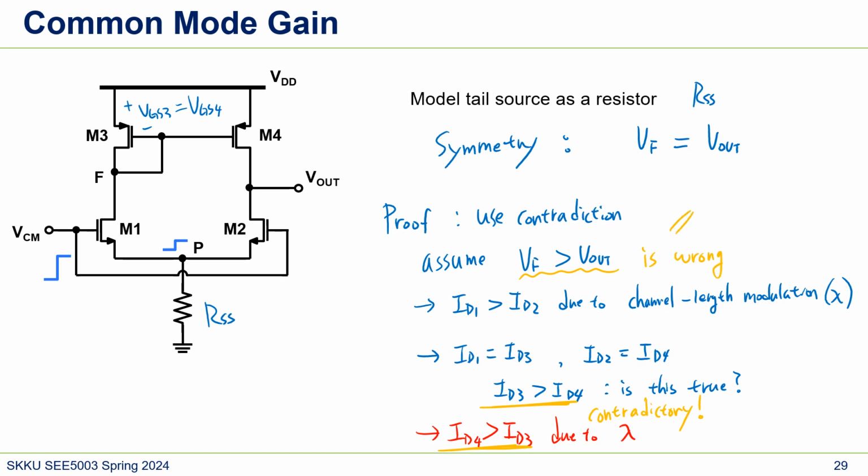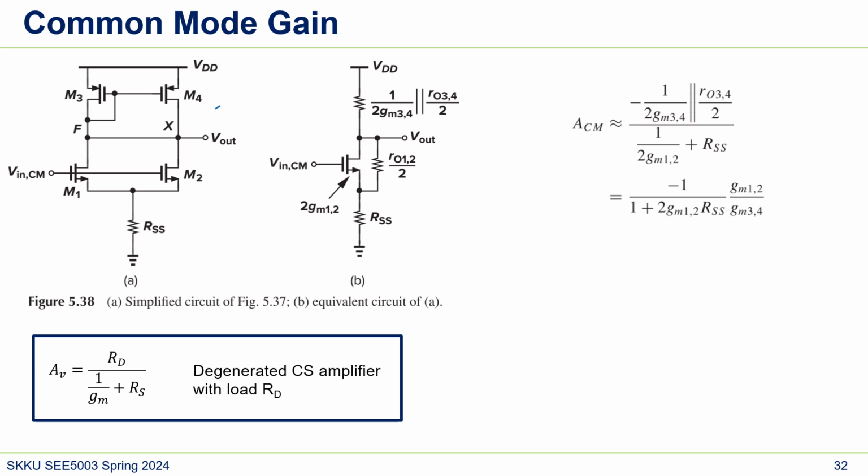So it turns out Vf is V out. I mean, the opposite way, we can also prove the same thing. So Vf is always the same as V out. Thanks to symmetry, we can connect this F and X, since those voltages are the same, as we talked about in the previous slide. So we connect it, and then we can change this to here.